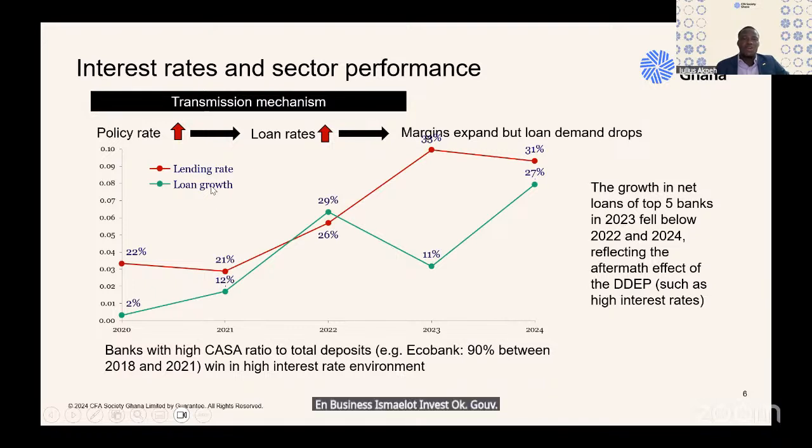It's not like the loan book is not growing. What we are saying is that it's growing, but it's growing at a decreasing rate. Because the growth in 2022 was 29%, and then the growth dropped to 11%. So it's not like people are not taking credit, but the level of demand for credit has dropped. Right? That's the whole argument here.